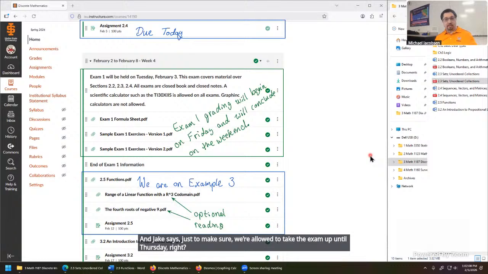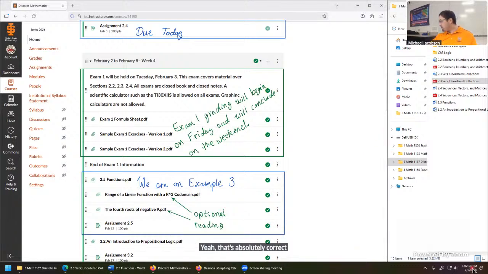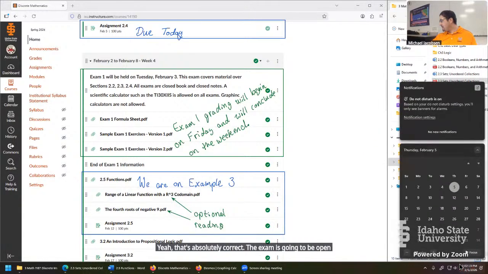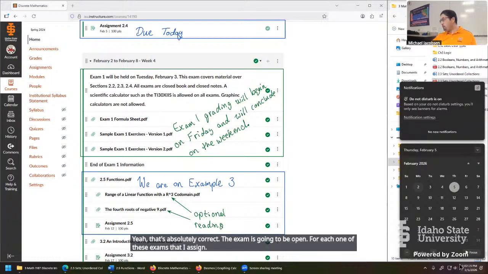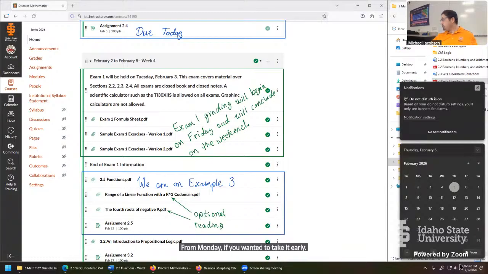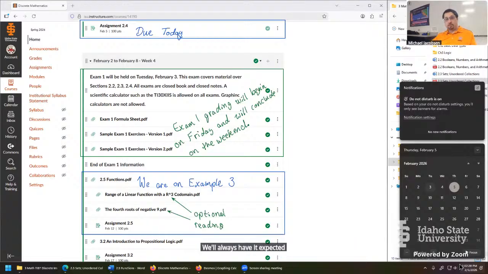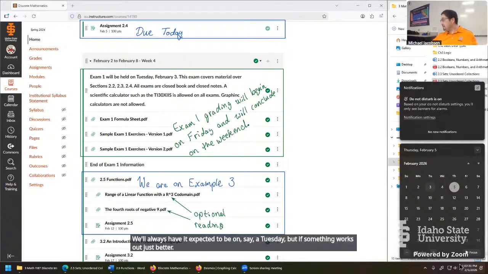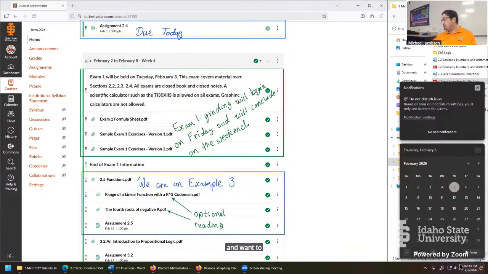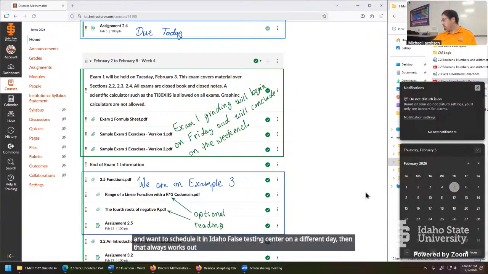Yeah, that's absolutely correct. The exam is going to be open for each one of these exams that I assign from Monday, if you wanted to take it early, to Thursday on the latest cutoff. And that extends to even people on the in-person section as well. Just for the sake of fairness, we'll always have it expected to be on, say, a Tuesday. But if something works out just better, maybe that's a busy day, and you want to schedule it in the Idaho Falls Testing Center on a different day, then that always works out for even the in-person section.